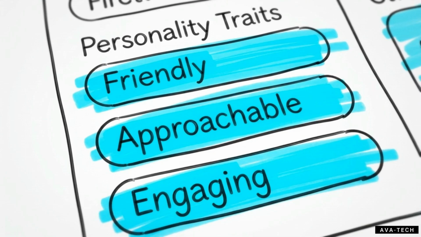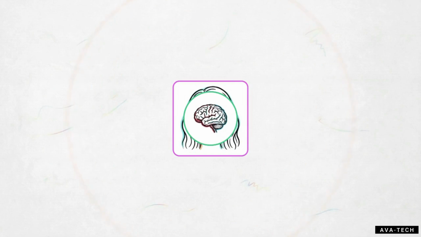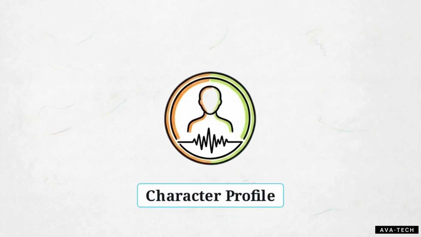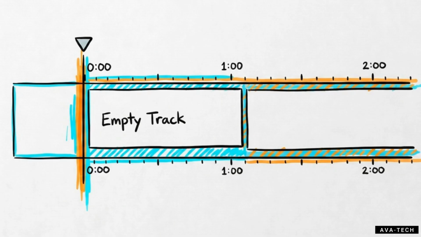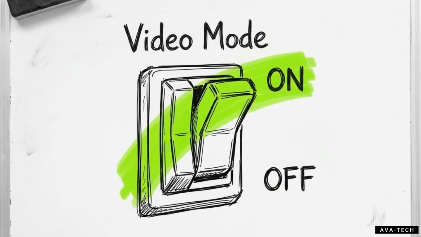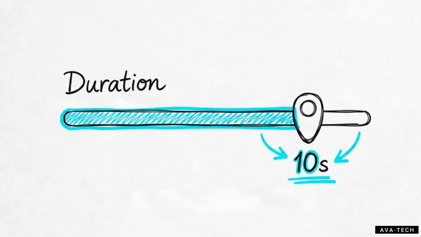Before leaving this menu, input a brief personality description. Adding traits like warm or conversational helps shape the emotional tone of her delivery. By permanently linking this specific vocal signature and personality to the static image, you transform a flat picture into a recognizable, repeatable character. With the character saved, open the video generation timeline. First, disable agent mode, activate video mode, select a 16:9 aspect ratio, and max duration to 10 seconds.